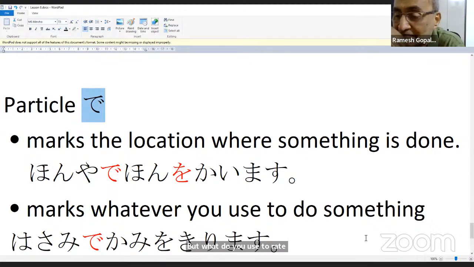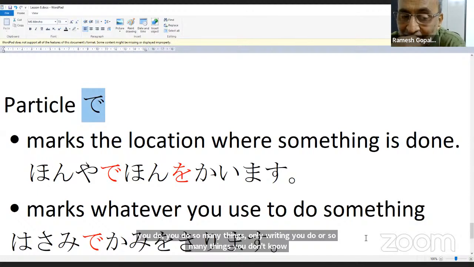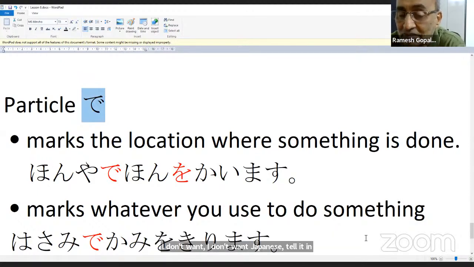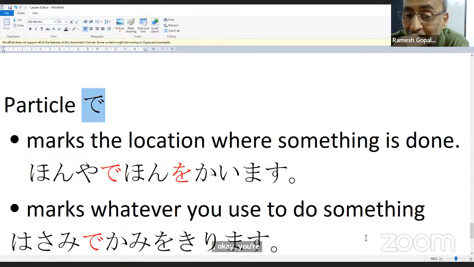Okay. Tell me some other verb. Whatever you do. You do so many things. Walking. I don't want Japanese. Tell it in English. What is the verb? To walk. Okay. Dance. Some other thing. Play football. To play. Exercise. Okay.